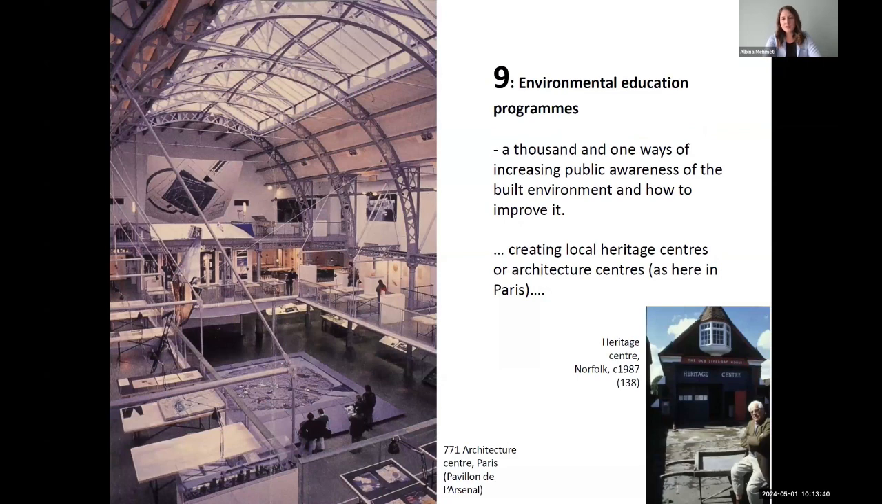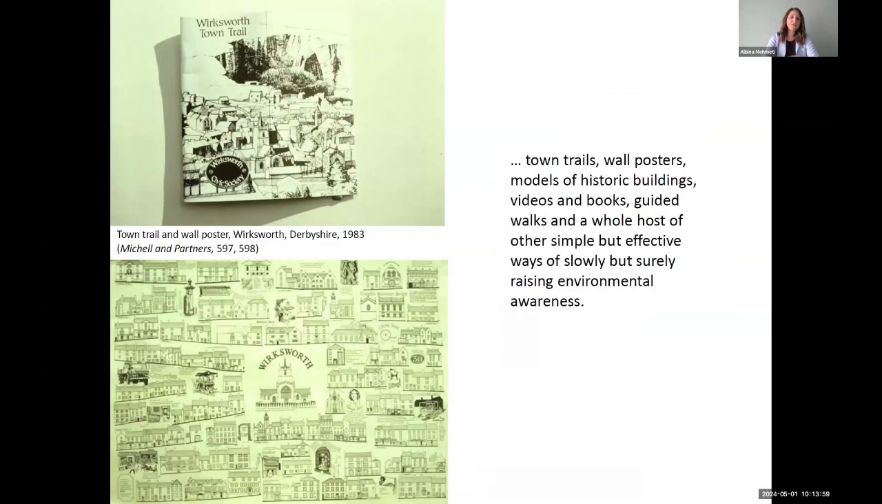The ninth one is the environmental education programs. 1001 ways of increasing public awareness of the built environment and how to improve it, creating local heritage centers and or architecture centers, which can also give information to the public. The areas can be different. It can be town trails, wall posters, models of historic buildings, videos, books, guided walks, and a whole host of other simple but effective ways of slowly but surely raising environmental awareness.